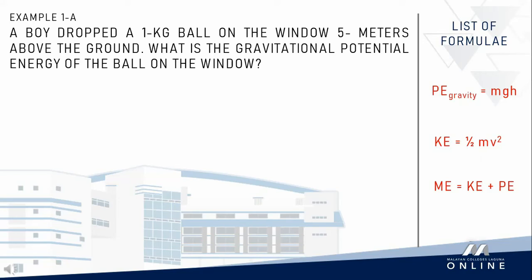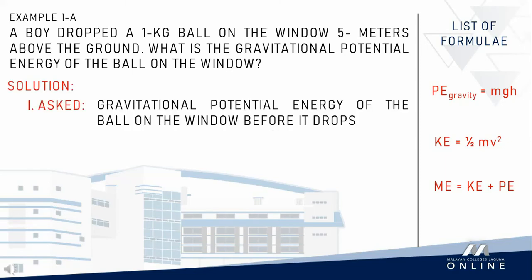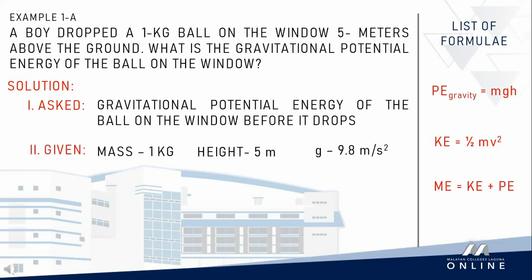A boy dropped a 1 kilogram ball on the window 5 meters above the ground. What is the gravitational potential energy of the ball on the window? Let us again treat this using the scientific method of solving the problem. We identify first what is asked in the problem, which is the gravitational potential energy of the ball on the window before it drops. Next, the given values include mass of the ball, height of the dropping point, and the acceleration constant, 9.8 meters per second square.